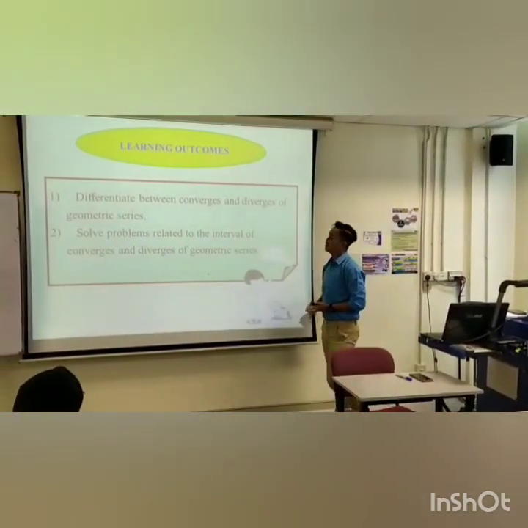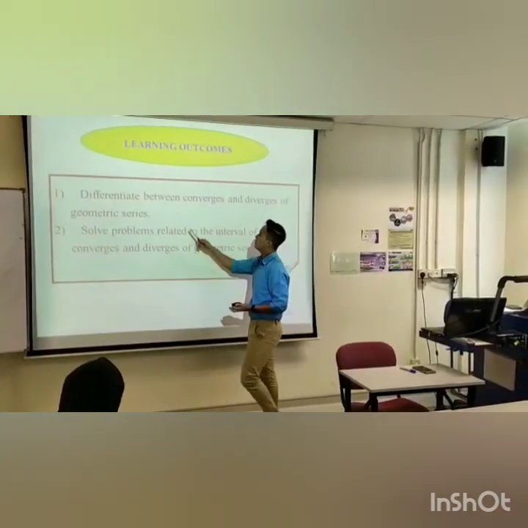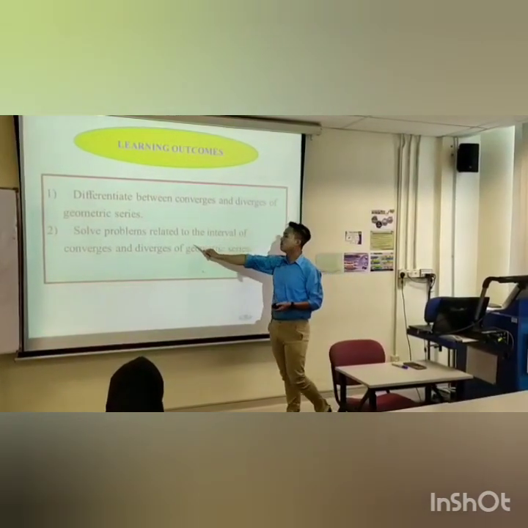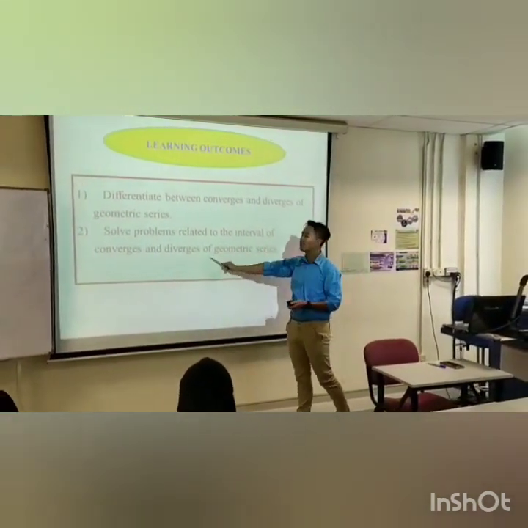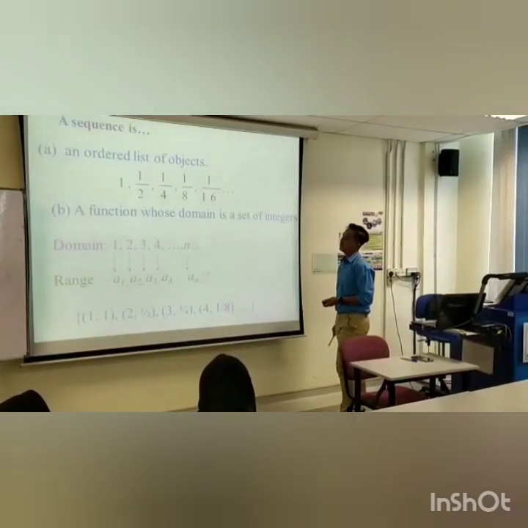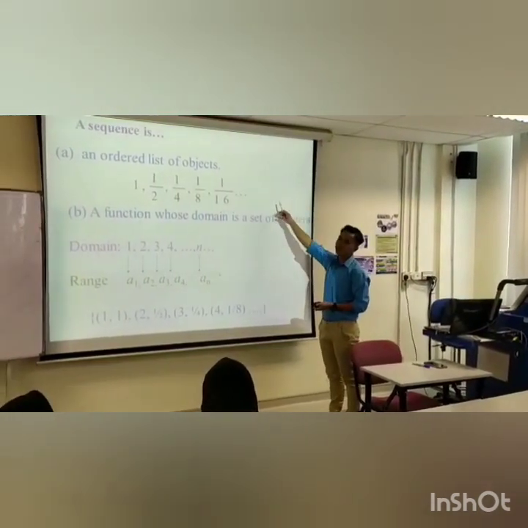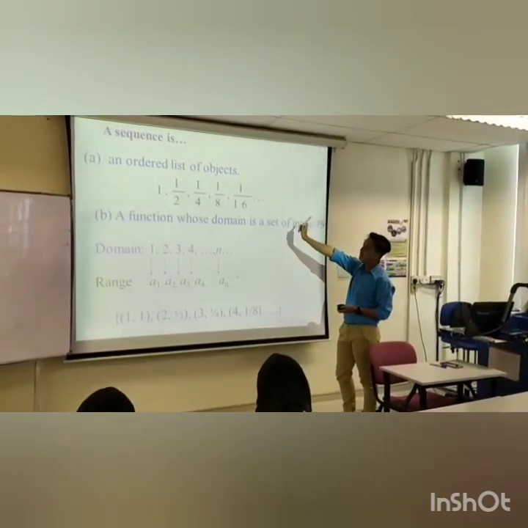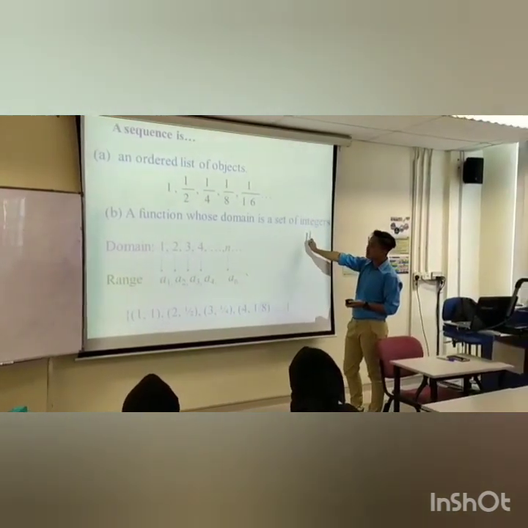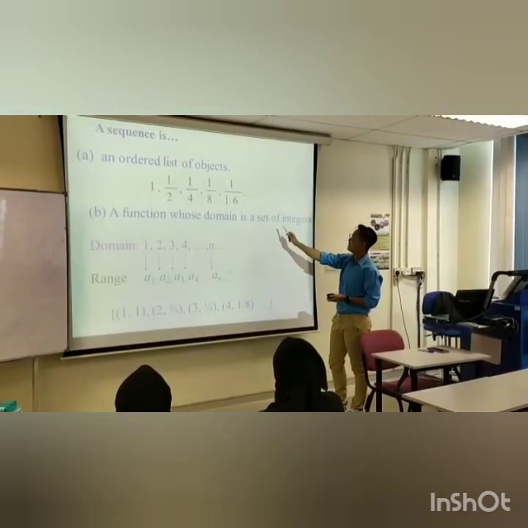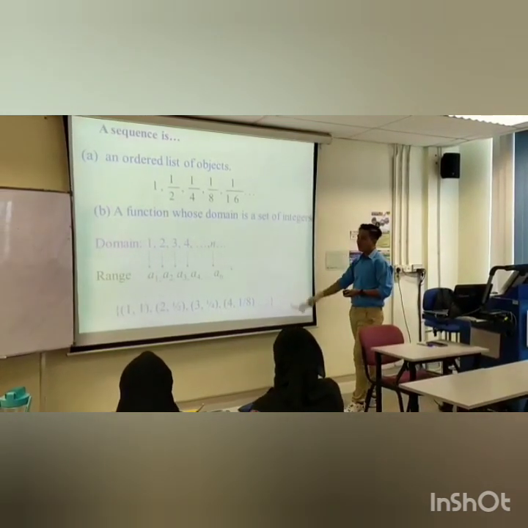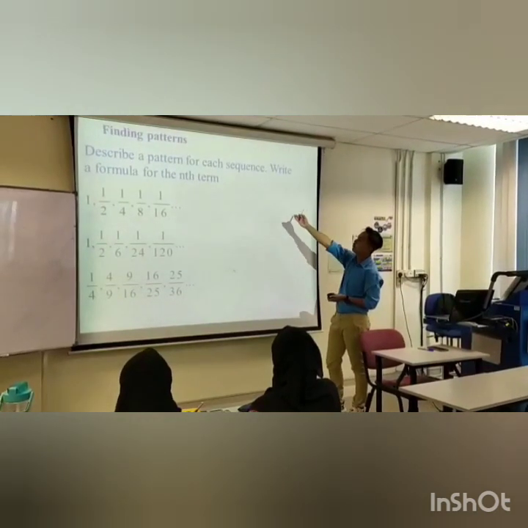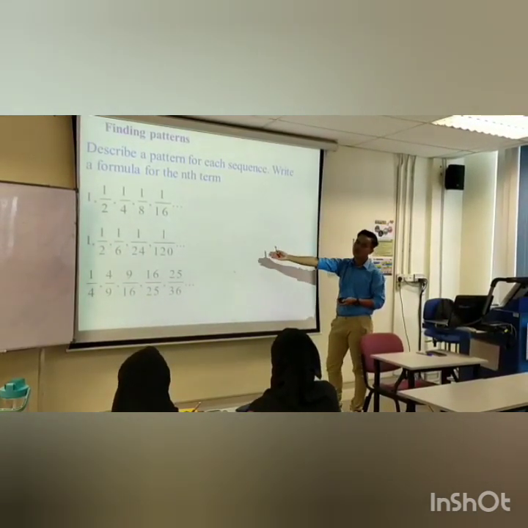The learning outcomes for this one are to differentiate between convergence and divergence of geometric series and solve problems related to interval of convergence and divergence of geometric series. Okay, so this is a recap of what we have done in the first slide. A sequence is an ordered list of objects, a function whose domain is a set of integers. So this is it. We're finding patterns. Describe a pattern for each sequence. This is what we have done.